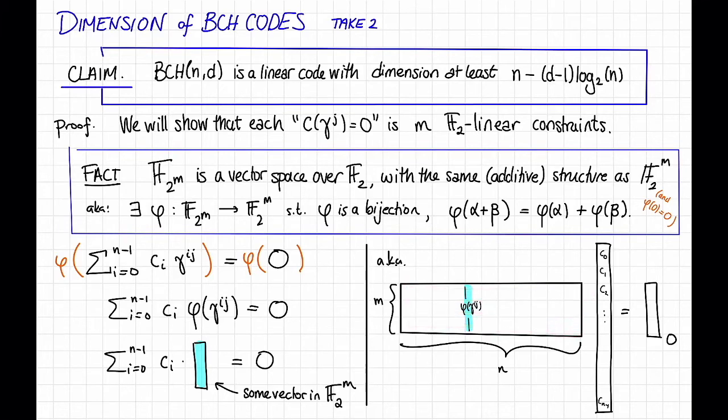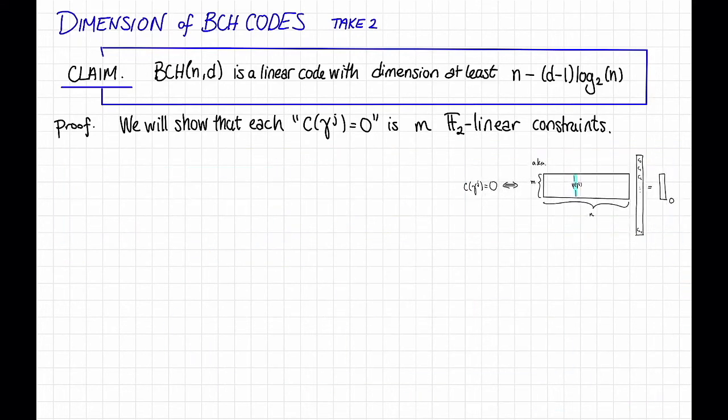Let me clean up this slide a little bit so I have a bit more room. Okay, so I just moved this picture over here, and we've now established that each one of these is m F2 linear constraints. So let's put a check there. And now let's do the same proof as before. Let's just count the number of variables and the number of constraints.